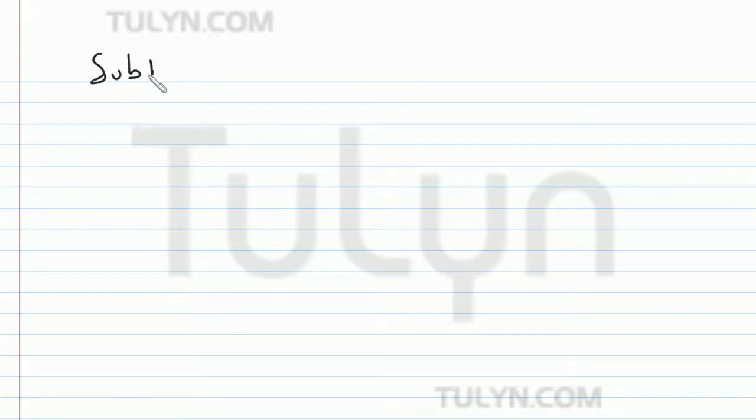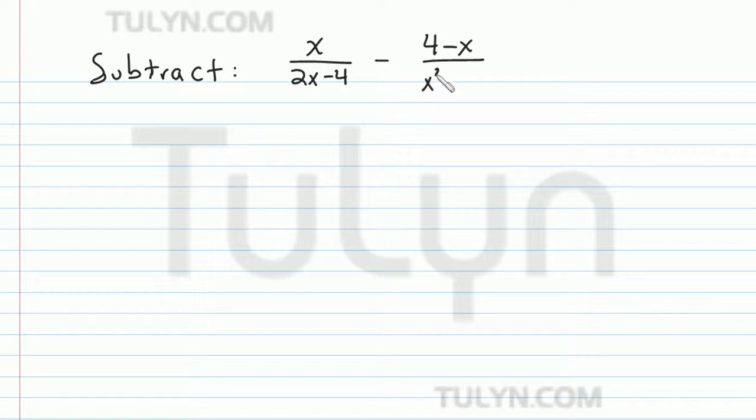Subtract the following two rational expressions, where you have x over 2x minus 4 minus (4 minus x) over x squared minus 2x. Now, generally, the way to combine two fractions is to make sure that they have the same denominator, right? Because if they have the same denominator, then you just combine the numerators and put it all over that common denominator. However, these two denominators aren't the same.